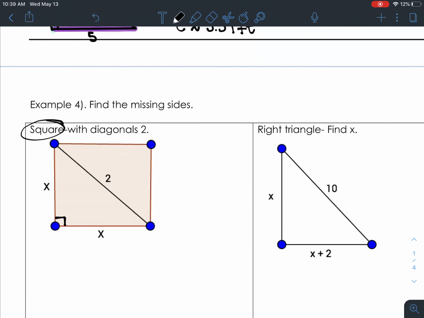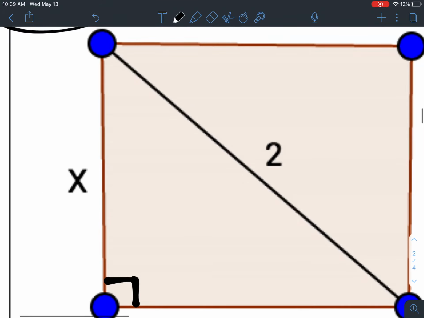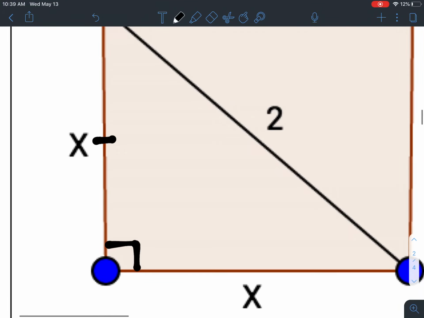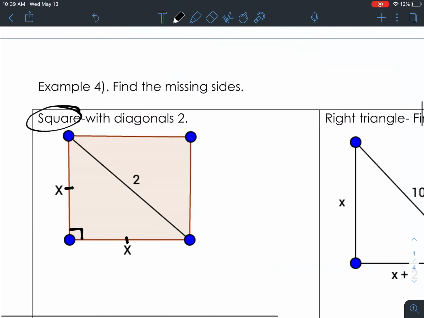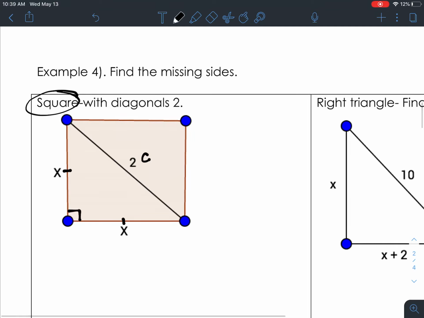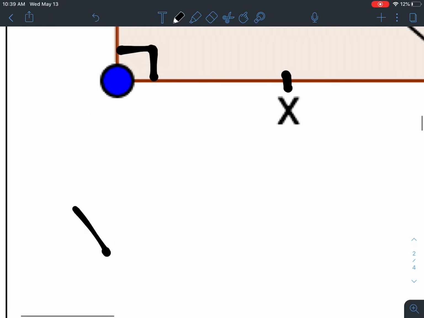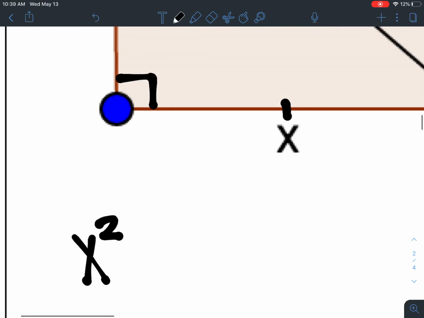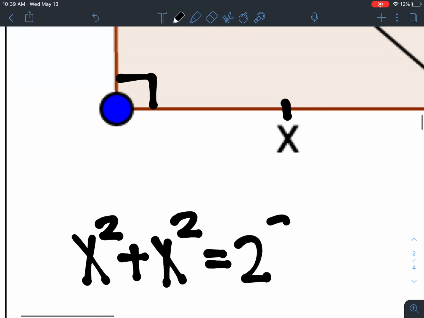So if I was going to do the Pythagorean theorem here, first of all, notice, why do these two side lengths have to be the same? Remember, it's a square, which means that the side lengths of a square are the same. So if I was doing this, c has to be my 2, because it's my hypotenuse. And so if I'm setting up this example, I'm going to get x squared plus x squared equals 2 squared.